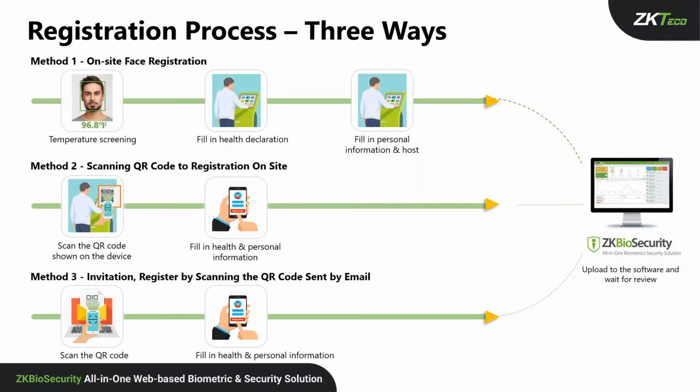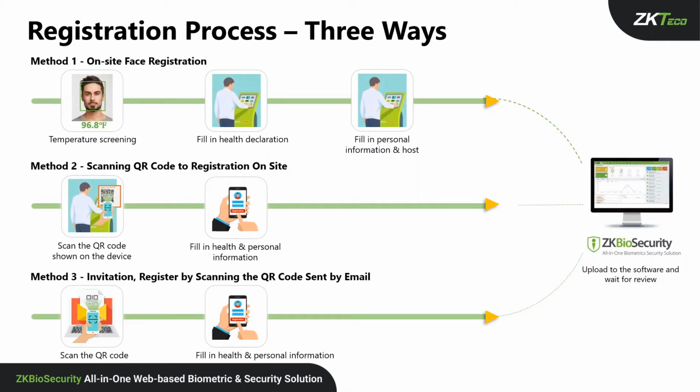The registration process includes 3 ways. Method 1, on-site face registration. Once the visitor approaches on site, they have to fill in their personal information in the kiosk. Then they get the QR code. Then using the QR code they can access the gate.